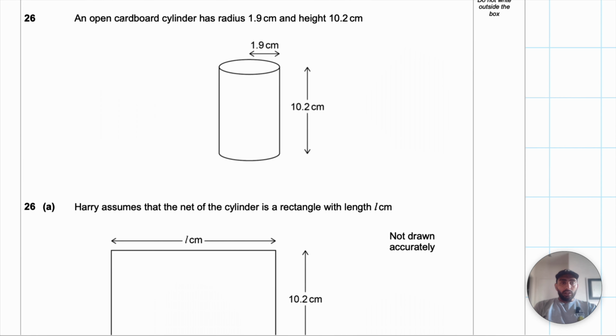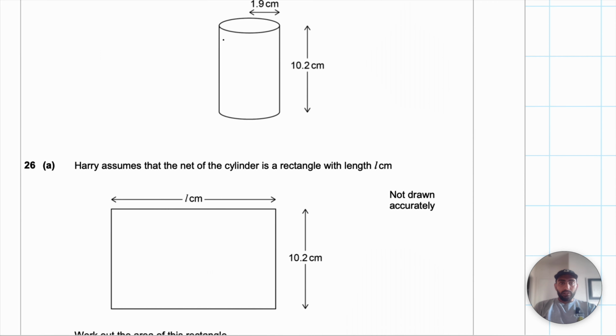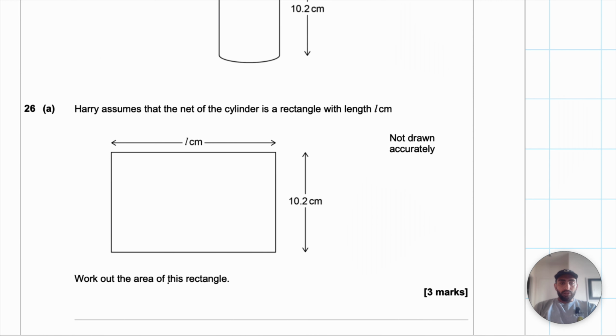Question 26. An open cardboard cylinder has a radius of 1.9 centimeters and a height of 10.2 centimeters. Harry assumes that the net of the cylinder is a rectangle. So he's just saying if I unwrap this curved bit, it's going to be a rectangle, which makes sense. Work out the area of this rectangle.